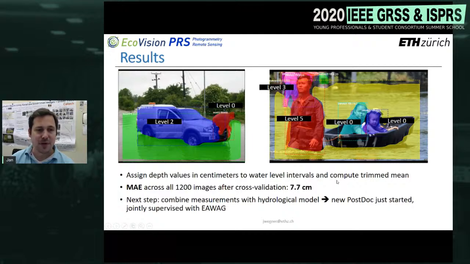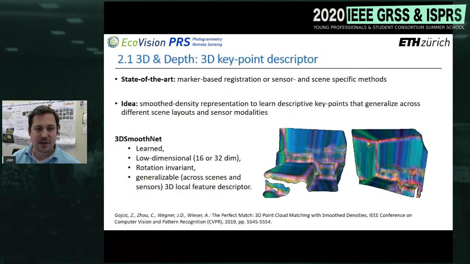So if you want to first estimate only a certain water depth in a region, so just, let's say, can the Red Cross drive your trucks and so on, this is pretty good. All right, so next slide is then on 3D and depth.